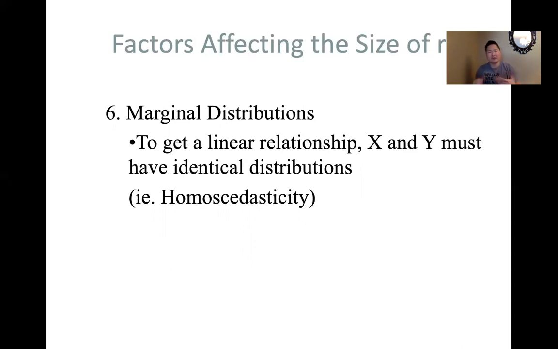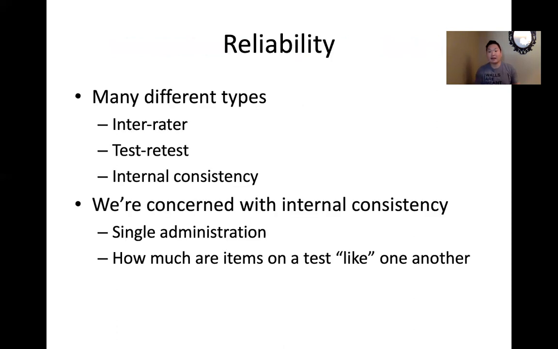It's something that, if you ever read an academic journal article, a lot of survey studies report because they want to say, this is how consistent our survey was. And we talk about reliability in different ways. We talked about this in the research methods lecture. There's inter-rater, test-retest. The one we care about is internal consistency. This is how much items on a test are like one another.